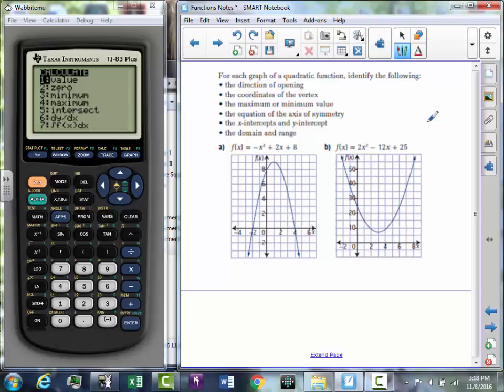So here's kind of the summary. Most of what we do going forward here is I give you a graph and I ask you to figure out things like, which way does it open, up or down? Where's the vertex? Where's the max and the min? What's the axis of symmetry? What are your x and y intercepts? What's your domain and range? Okay, that's a very typical question.